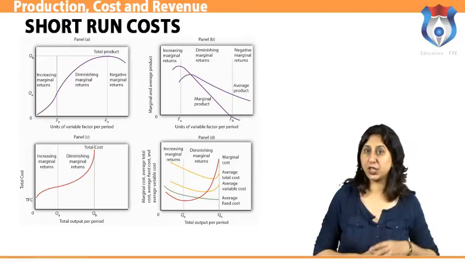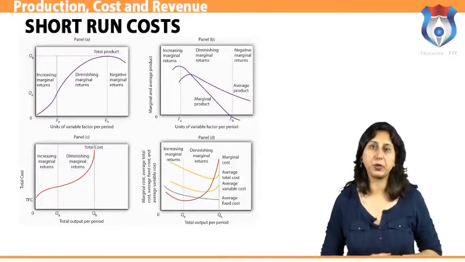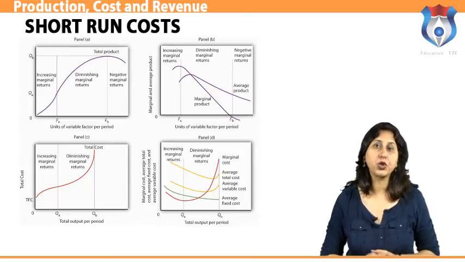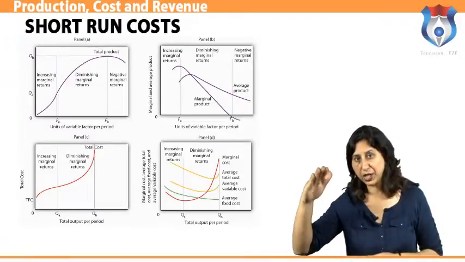Marginal cost is the change in total cost resulting from a unit change in output. The marginal cost also decreases up to a certain level of production. Later, it rises slowly.